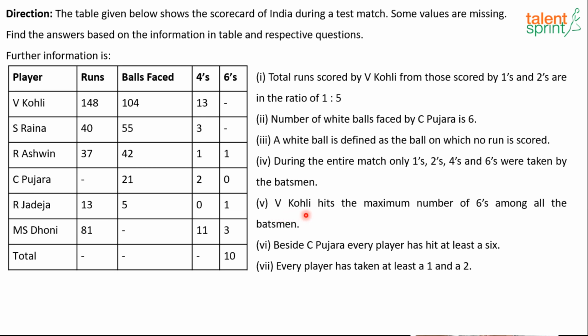Then point number 5 says Kohli hits the maximum number of 6s among all the batsmen. Then, besides C. Pujara, every player has hit at least a 6. So C. Pujara is the only player who has not hit a 6. Then every player has taken at least a 1 and a 2. There won't be any player without a single or a double scored here. So that's the data we have.